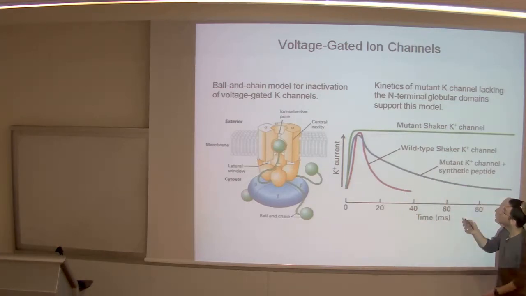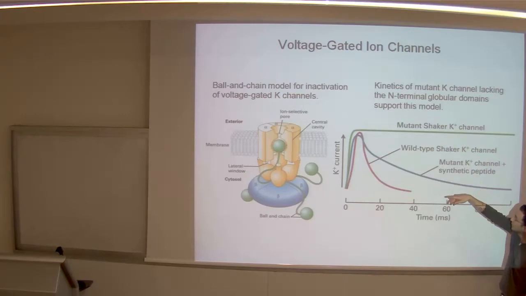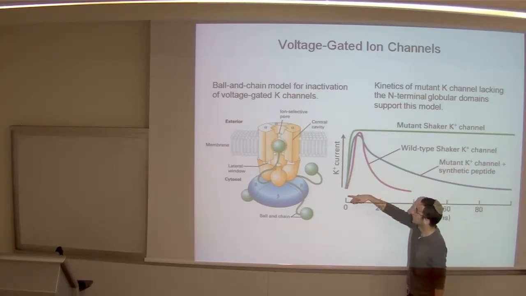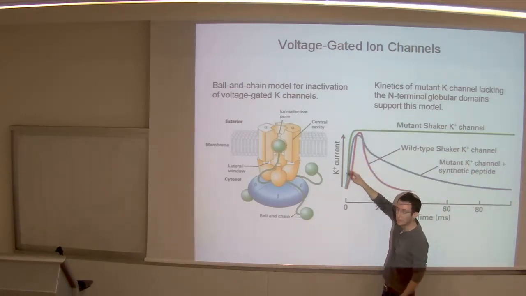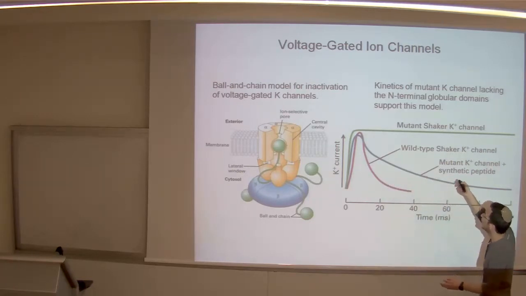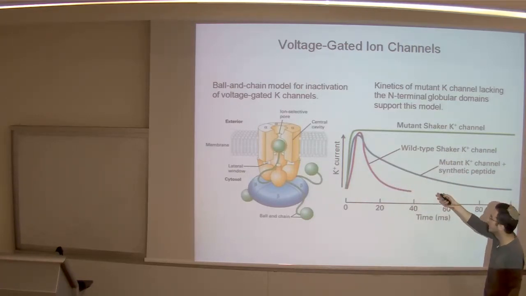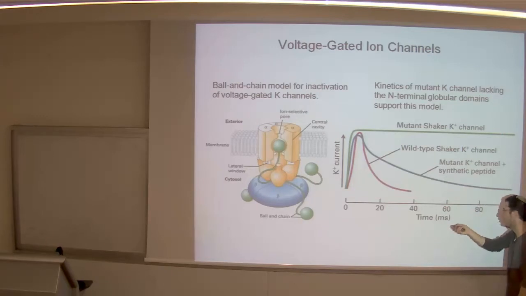If you mutate the protein in a way that it no longer has globular domains, inactivation domains, it doesn't have any inactivation domains anymore. This is the mutant in green. So there's a robust increase in the potassium current, as expected, but very slow or effectively really no inactivation at all, along a very long duration of time.